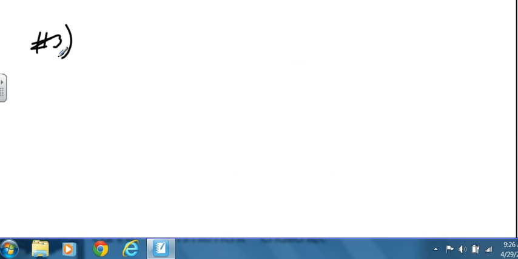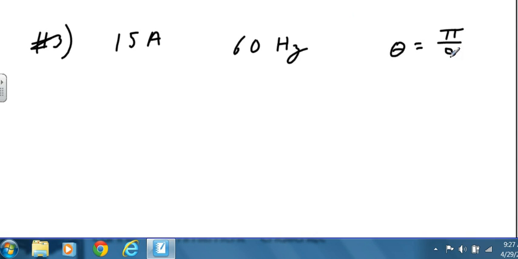All right. If the rotating wire from example 2 produces a maximum current at 15 amps and 60 hertz, graph the resulting equation when theta is pi over 4. Theta is pi over 4. Okay, so now we're going to move back to example 2.